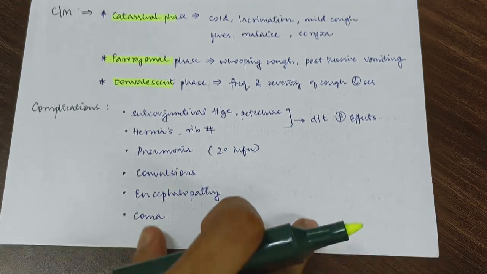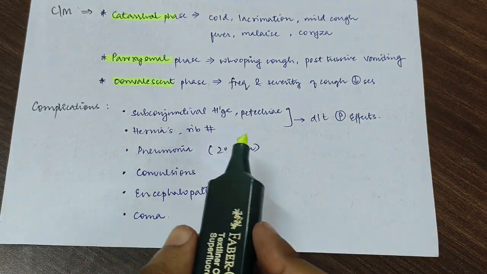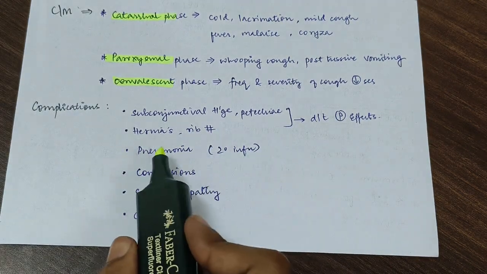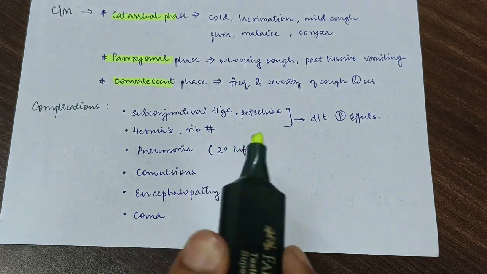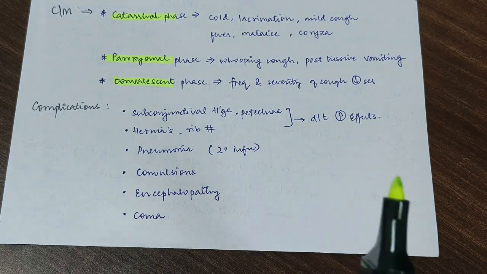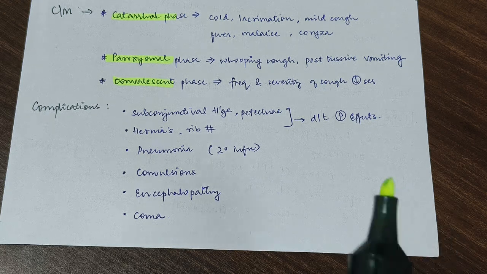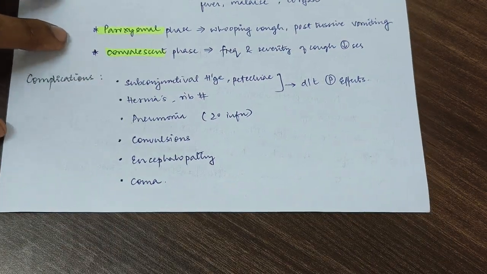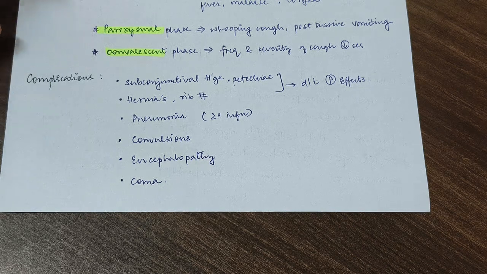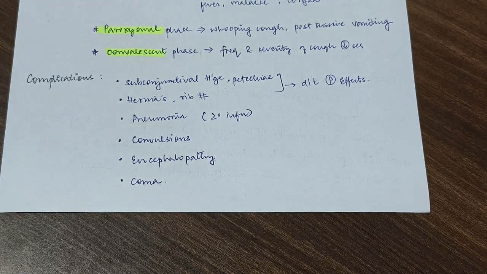Complications of pertussis are subconjunctival hemorrhage and petechiae due to pressure effects, hernia and rib fracture. He will cough so hard that he will have petechiae, subconjunctival hemorrhage, rib fracture, sometimes hernias also. Then pneumonia as a part of secondary infection, and convulsions, encephalopathy and coma as the neurological deficits.